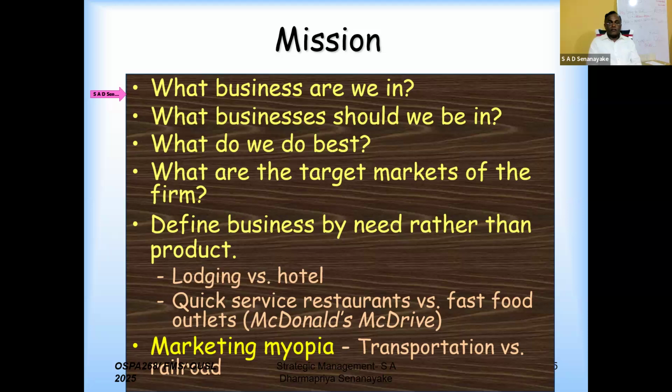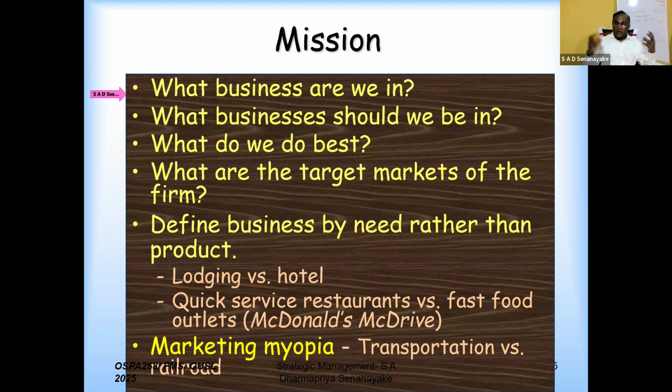We have to see. Then we have to look at what our best performers are. So through that, what are we going to achieve? So mission again comes in. What do we do best? What is our specialty?